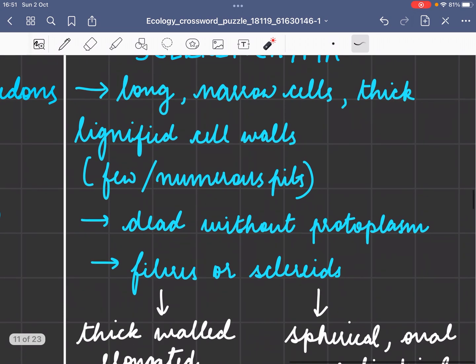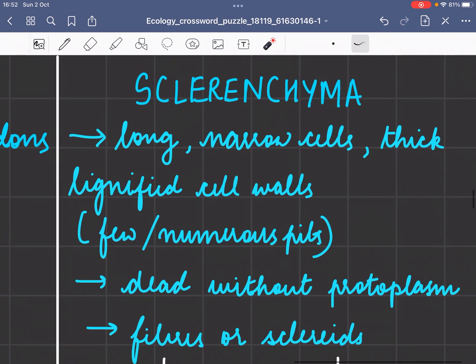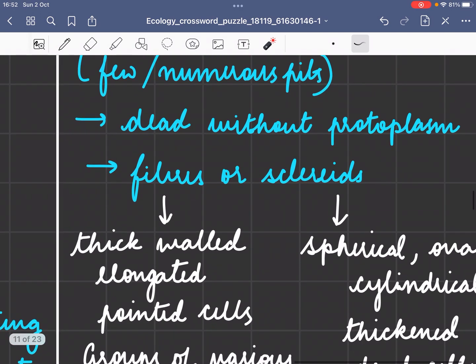Pit, and there is another thing which you'll come across in this chapter, which is called pith. These two are totally different. Don't get confused between these two. Okay, long narrow cells, thick lignified cell walls. So they are dead without protoplasm, as I just mentioned a few seconds back. If they don't have protoplasm, they are dead. Sclerenchyma is divided into two parts. They can be fibers or they can be called sclereids.